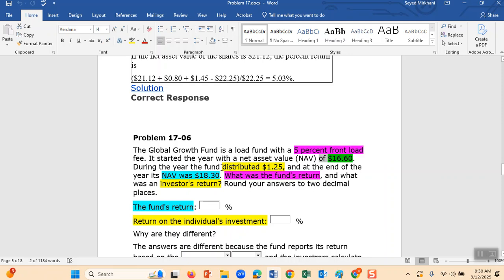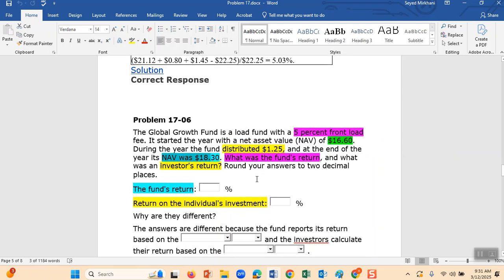And during the year, they distributed some capital gains, and the net asset value went up. That means the value of stocks, or net asset value, although I say stocks, but mutual fund, growth fund, went from 1660 to 1830. Therefore, what is your return? The return that you have is that you had some damage here. You see 5% went out of your pocket. However, you had an income of 125. Also, your $16 became 1830.